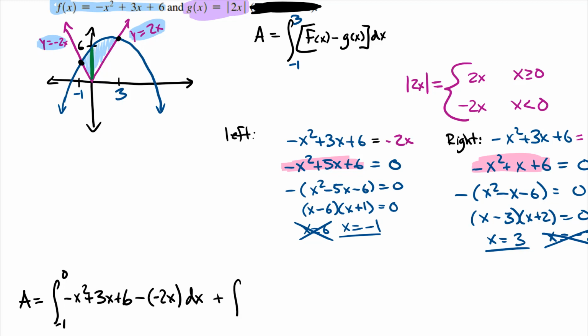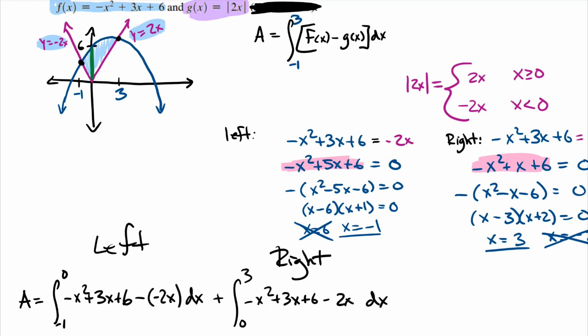And then we're going to add to it the integral from 0 to 3 of negative x squared plus 3x plus 6 minus the 2x. Now, not the negative 2x because we're on the right-hand side. This is the left. This is the right. All right, getting rid of that.